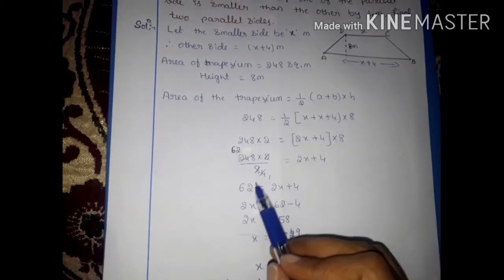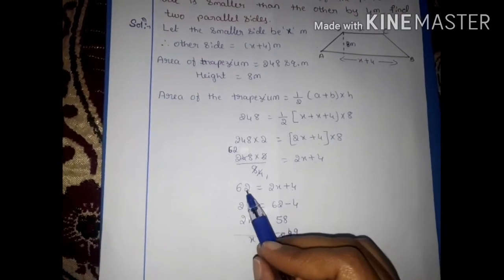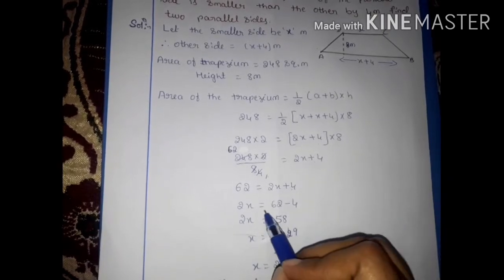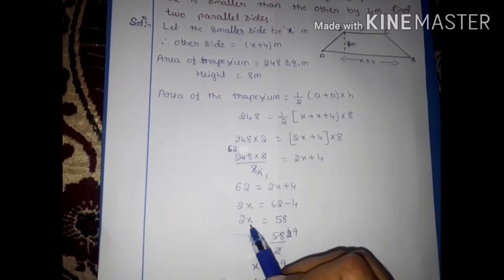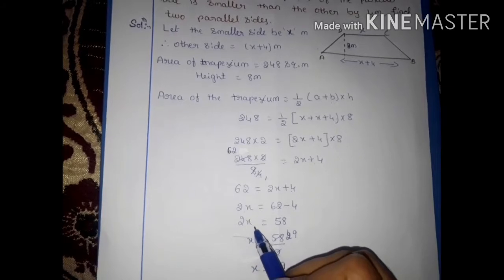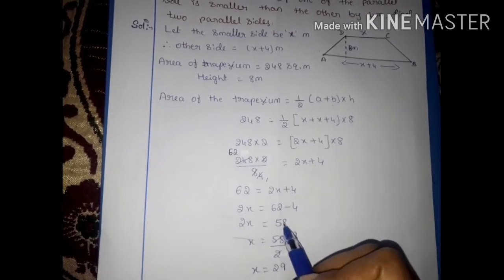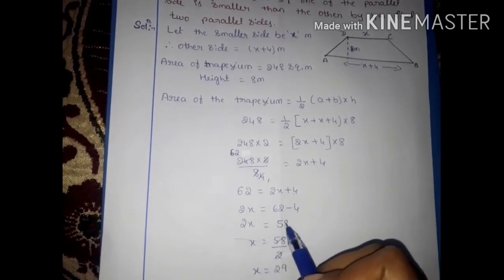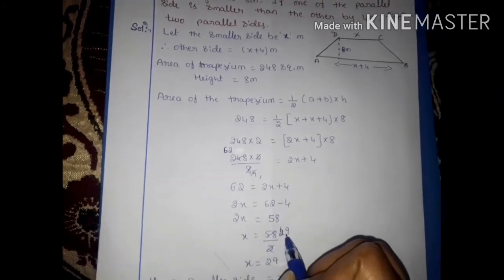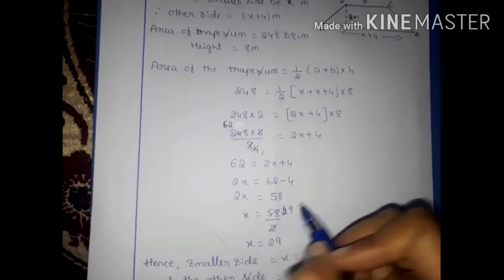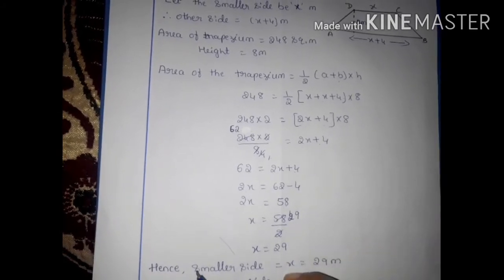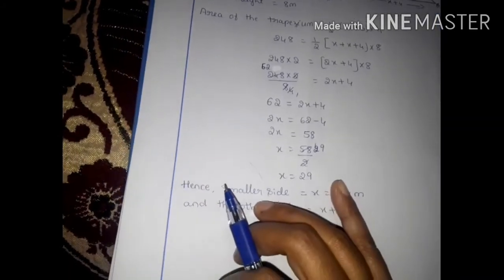Take all the numbers to one side. 62 minus 4 is equal to 2x. Only you need the x value. 62 minus 4 value is 58, so 2x equals 58. X is equal to 58 divided by 2. 2 ones are 2, 2 nines are 18, remaining 1. The x value we got here is 29.